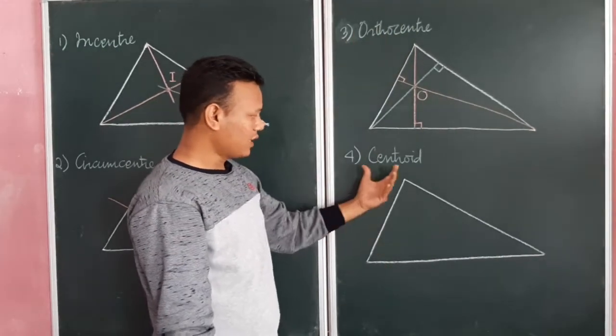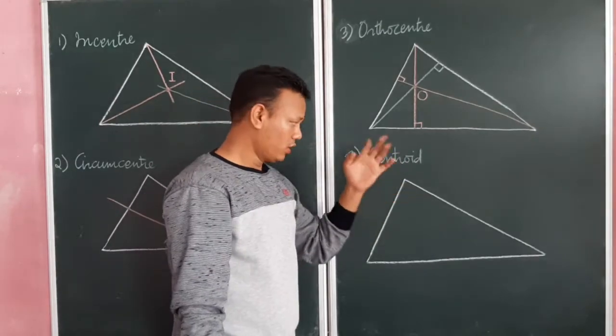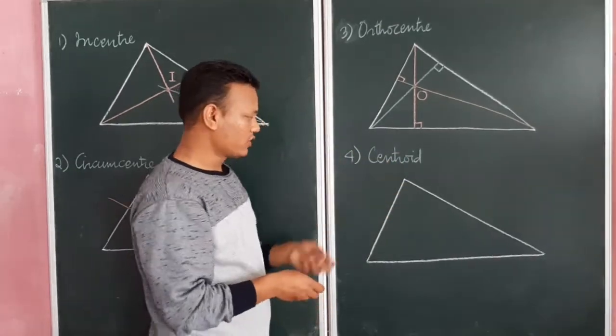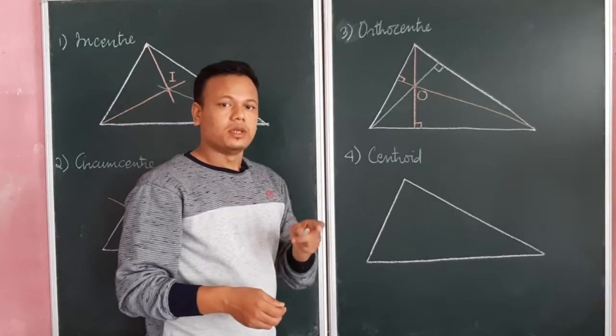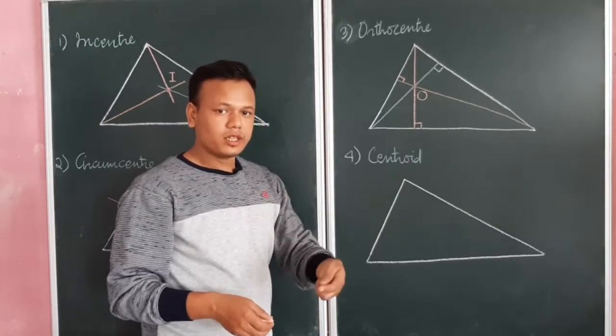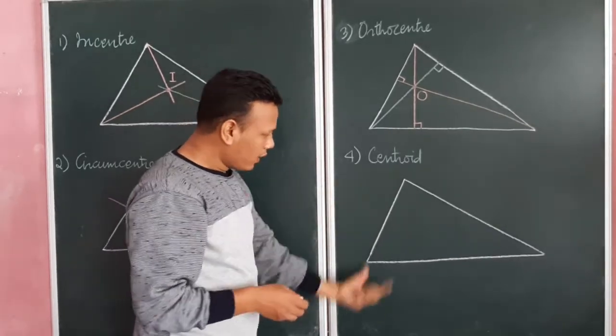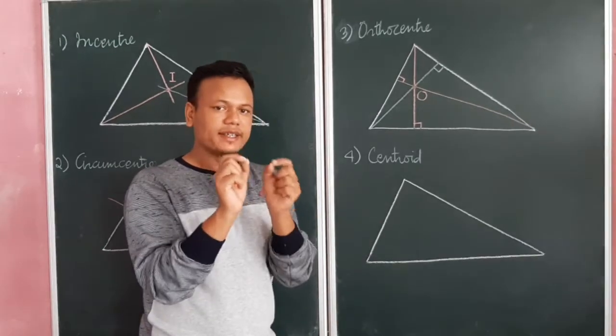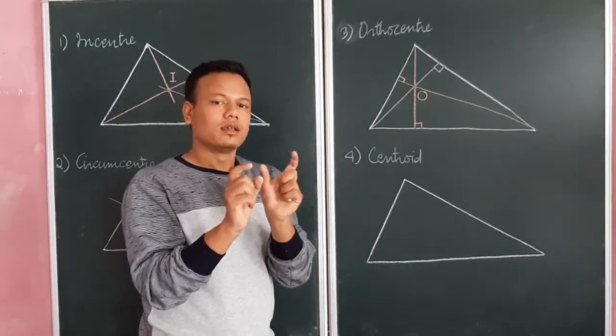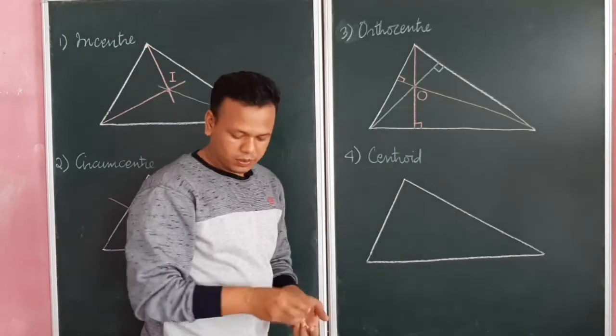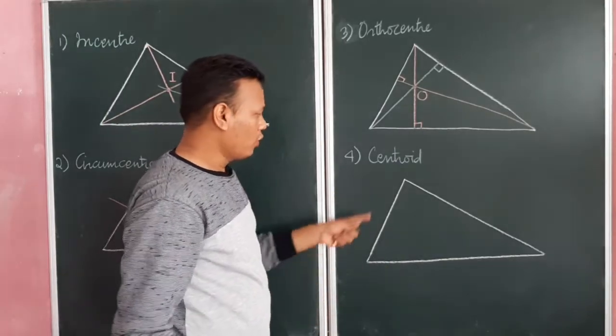Now the last one is the centroid of a triangle. In order to draw the centroid, we have to draw medians. Now what is the meaning of median? Let's try to understand. Again, the word contains mid. Mid means midpoint, right? So basically we will mark the midpoint of each side.